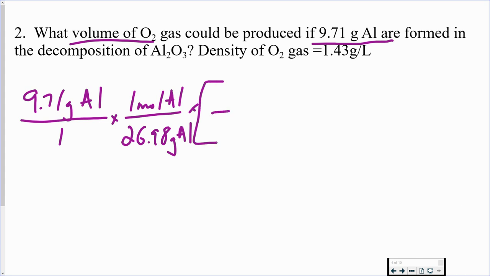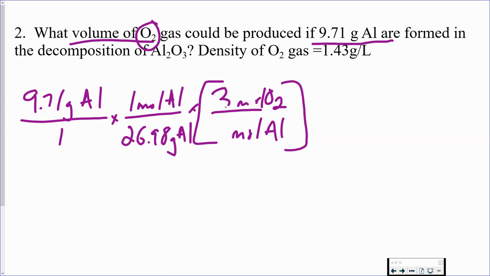Now comes that molar ratio again. This time on the top, they asked us to get to oxygen, so we'll put O2 up top. And what we have on the bottom right now is Al. So going back to that previous slide, there was a 3 in front of O2, and there was a 4 in front of Al.